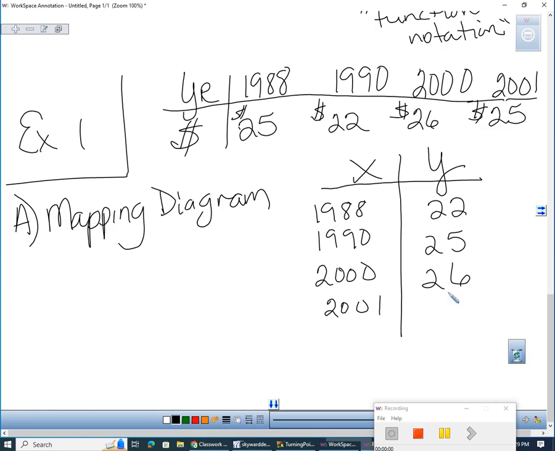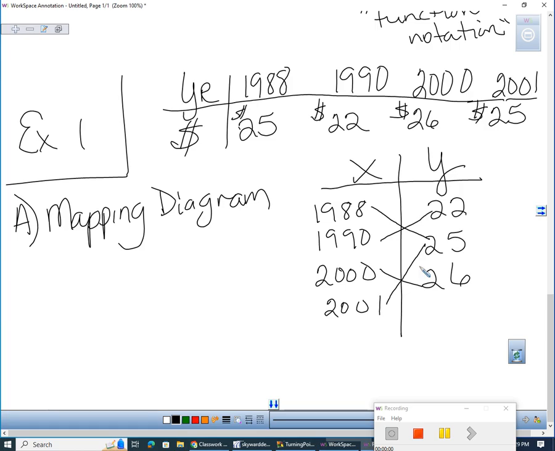To finish our mapping diagram, we connect the dots, so to speak. So 1988 goes to 25. So from 1988, we draw a line to 25. 1990, we draw a line to 22. In 2000, we draw a line to 26. And in 2001, we draw a line to 25. This is called a mapping diagram. Okay, that's the first thing you have to do.